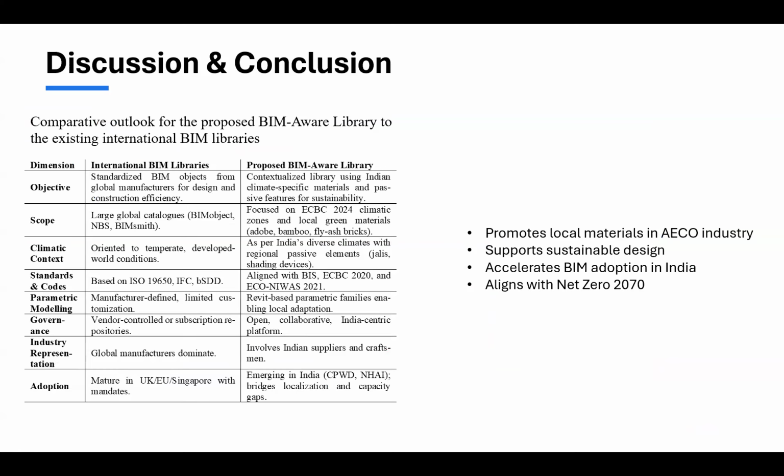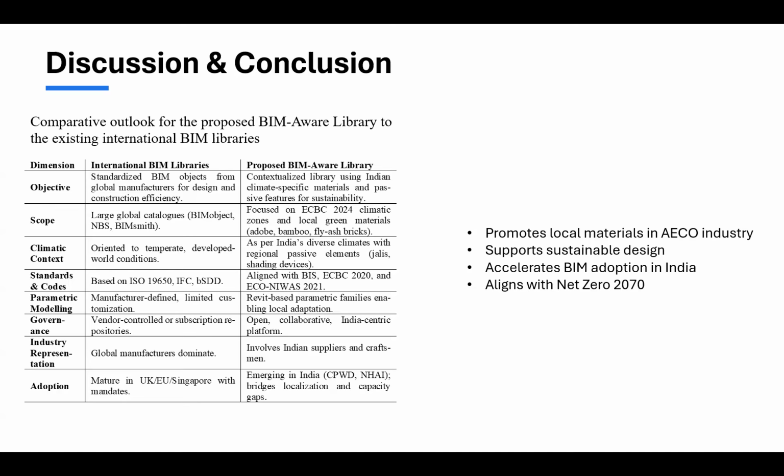Looking forward to discussion and conclusion. If we compare this proposed BIM library to the international BIM libraries, there are certain parameters we can look into, for example, objective. International BIM libraries aim at standardized BIM objects from global manufacturers for design and construction efficiency. International products or manufacturers generally create those kinds of BIM libraries.